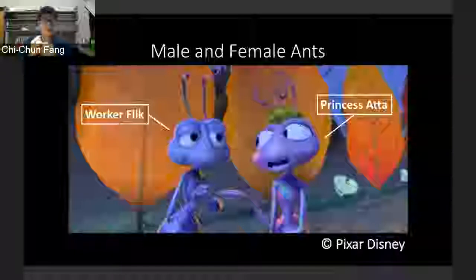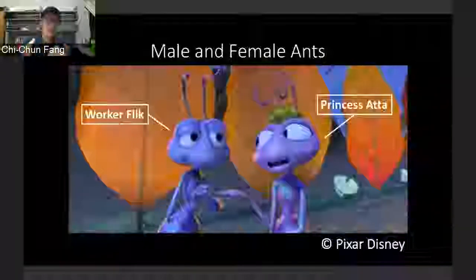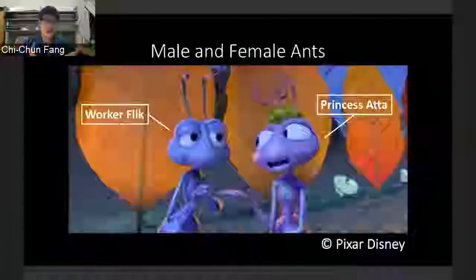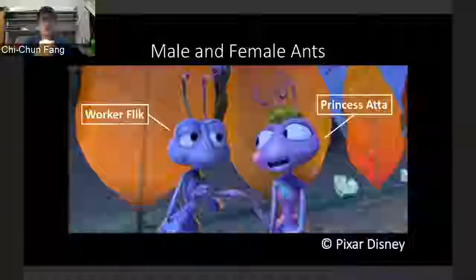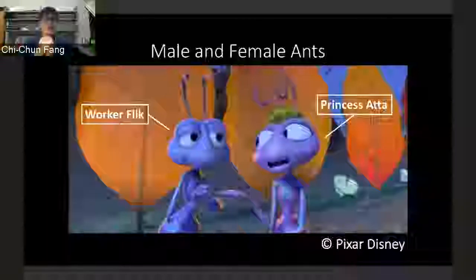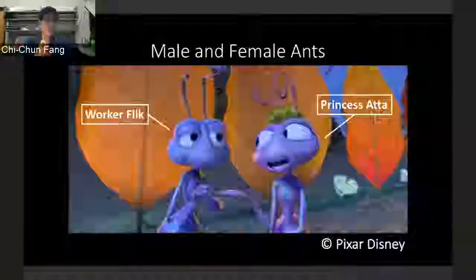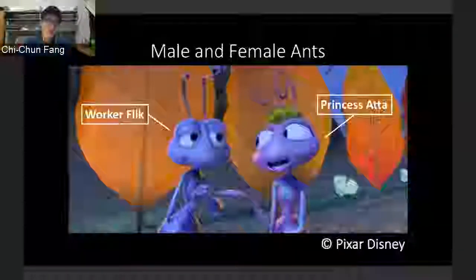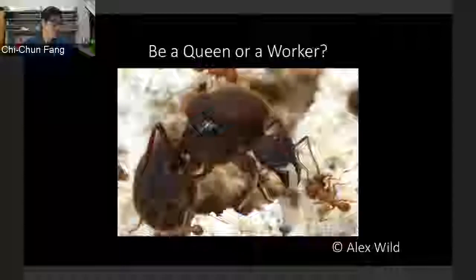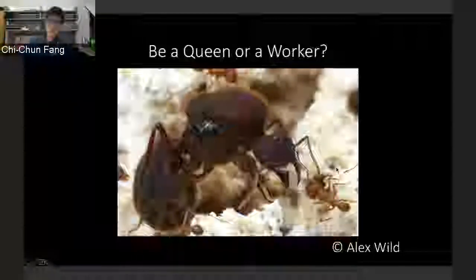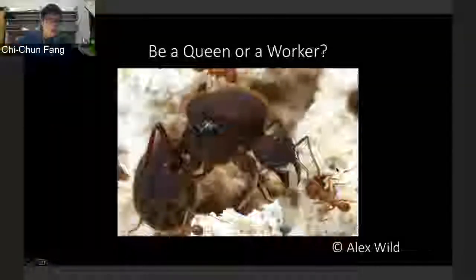The second mistake: if we consider the real situation in the field, talking about the genus Atta, Atta texana, the size of the queen is way bigger than the worker. So if we want to correct Pixar in the movie, it should be like this. That's the queen and a worker. And what's the real situation? Here is the Atta queen, and here is the worker.